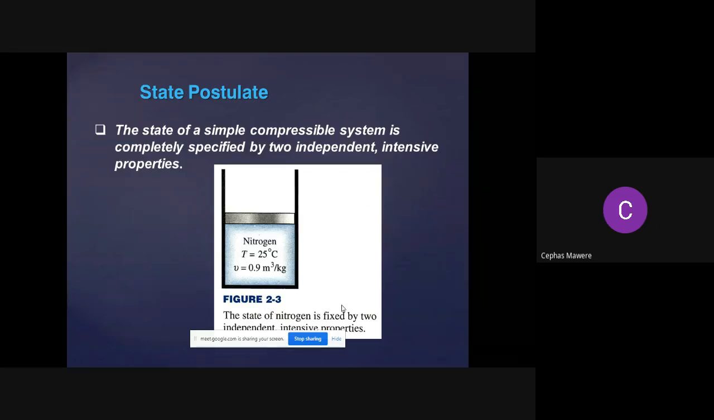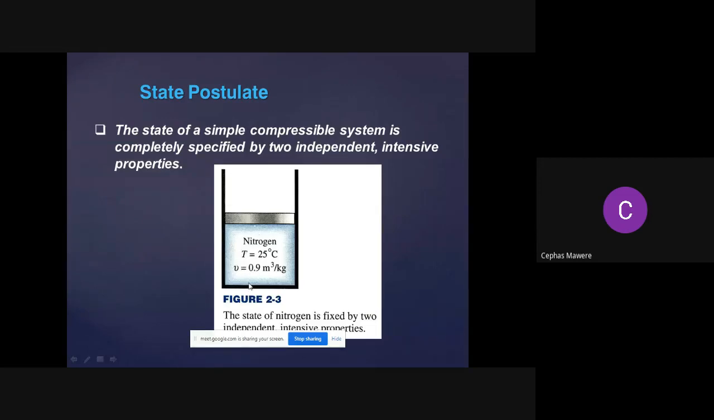Okay. Now, if you are to proceed further, as you look at the state postulate, you notice that the state of a simple compressible system, which means every system is capable of compression, it can be compressed, is completely specified by two independent intensive properties. So the state of nitrogen, for example, is fixed by two independent intensive properties, which are temperature and specific volume.